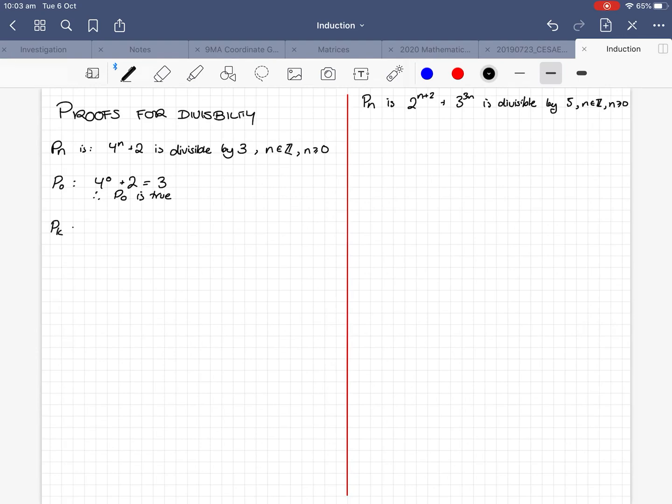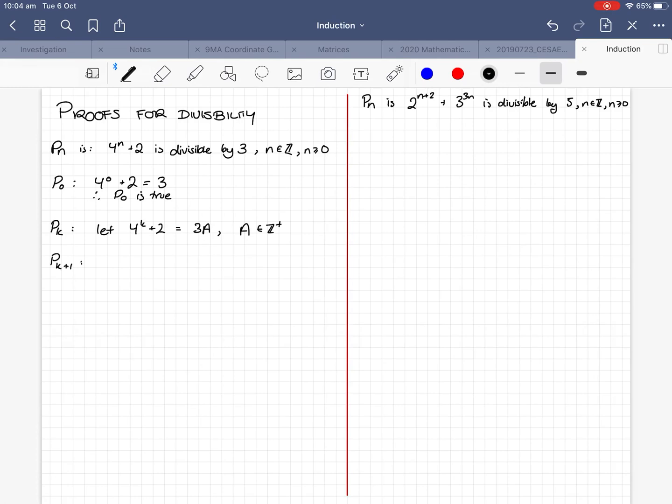Second step, we talk about pk, and we always let 4 to the power of k plus 2 be equal to whatever the divisibility number is, so 3 times a, where a is some positive integer. We've seen that for p0, a in that case is effectively equal to 1, and it's only going to get bigger than that, so we know it's going to be a positive integer. So that's pk. We've got that let statement there. It is important to use let because we are making that assumption. We're making that leap there, that we're saying it's true at a certain point along the line.